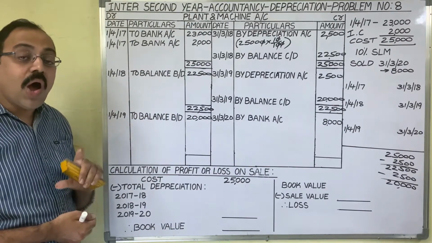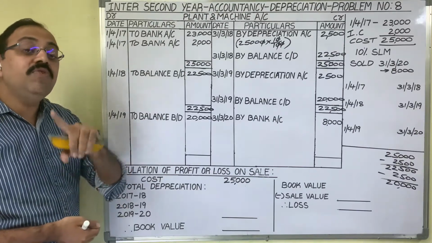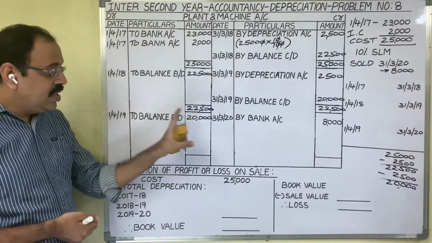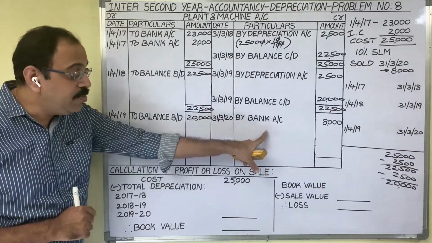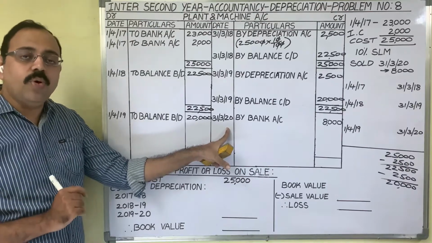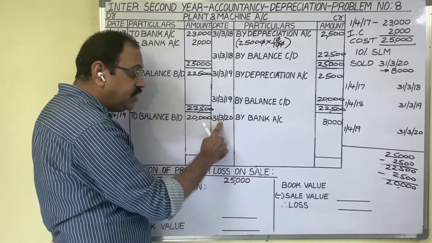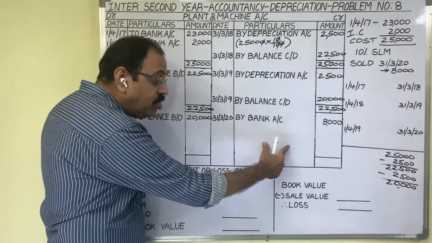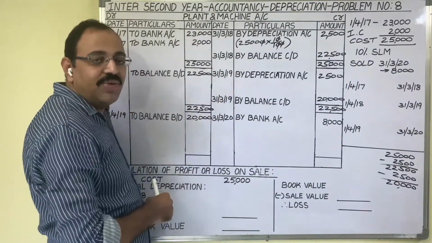When? Not at the end of the year. On sale date we should provide depreciation. In this problem, asset is sold at the end of the year. Therefore, for depreciation also we will write that date only. Suppose asset is sold on 31st January 2020. Then depreciation also we should compute on 31st January 2020 only.